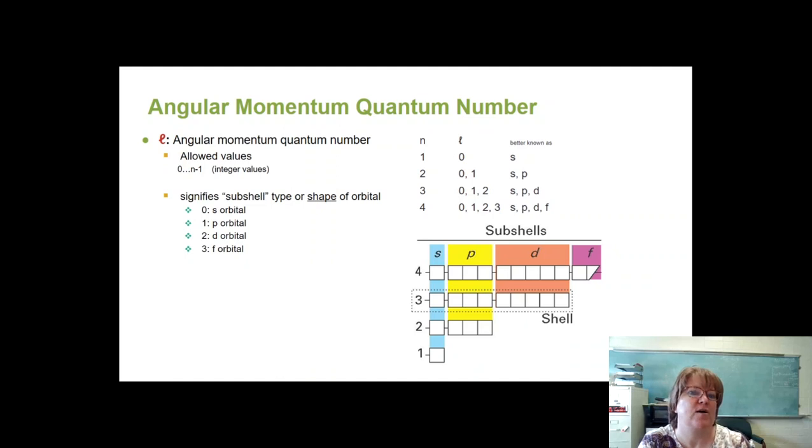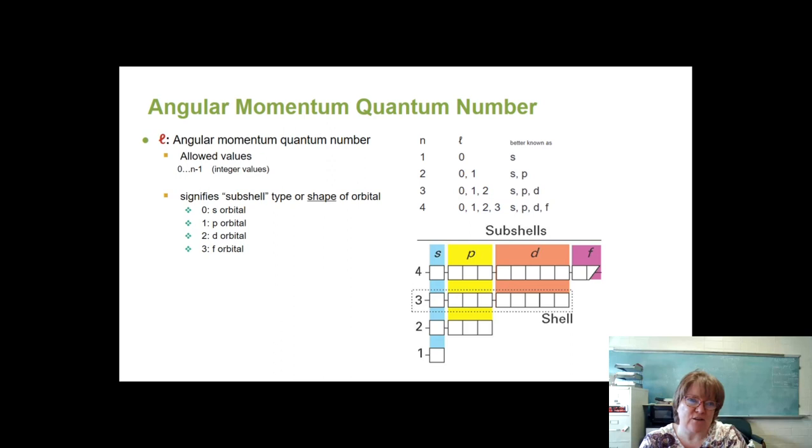The next one we talk about is L, the angular momentum quantum number. And the allowed values of L are dependent on what the value of n is. Complicated rules, I know, but just take it as what it is. So once you know what n is, L can be any number between 0 and 1 less than n. So let's say my n is 3. L could be 0, it could be 1, it could be 2, but it can't go up to 3 because n is 3. So I end up having a little bit fewer than what my n is.